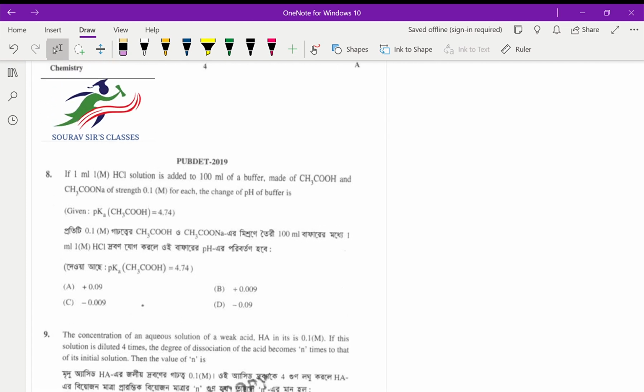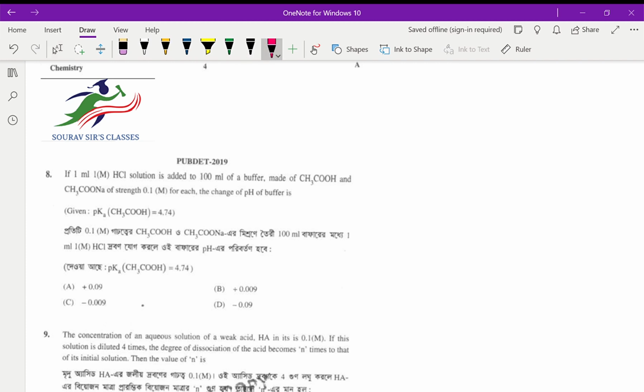Okay, we are solving the PUBDET paper 2019. Now, question number 8 says: if 1 ml of 1 molar HCl solution is added to 100 ml of a buffer made of acetic acid, that is CH3COOH, and sodium acetate, of strength 0.1 molar for each, what is the change of the pH in the buffer? The pKa of the acetic acid is 4.74.